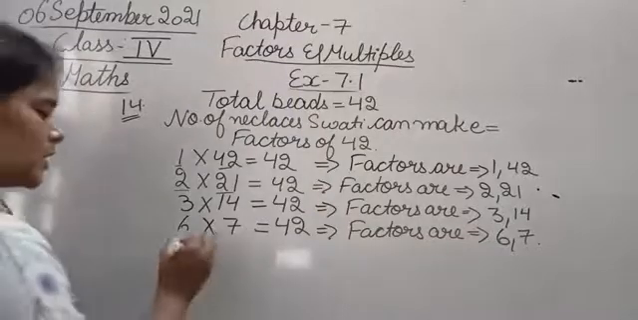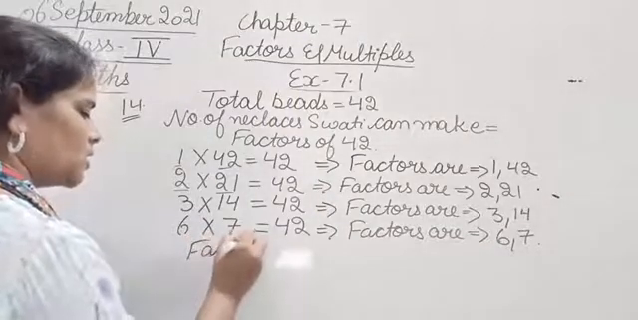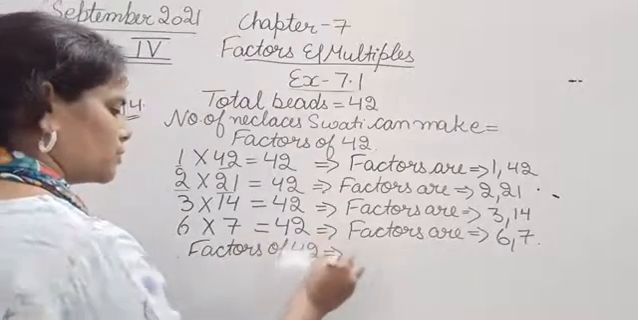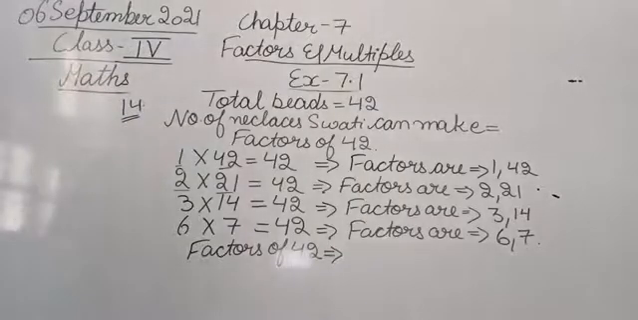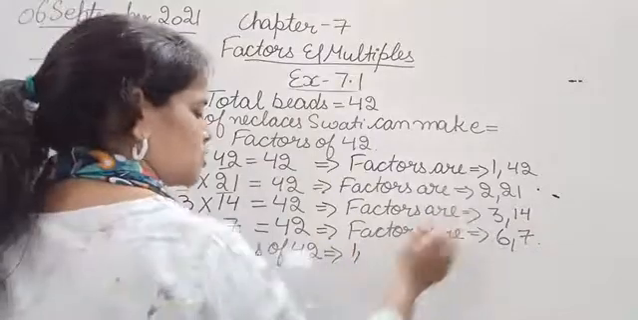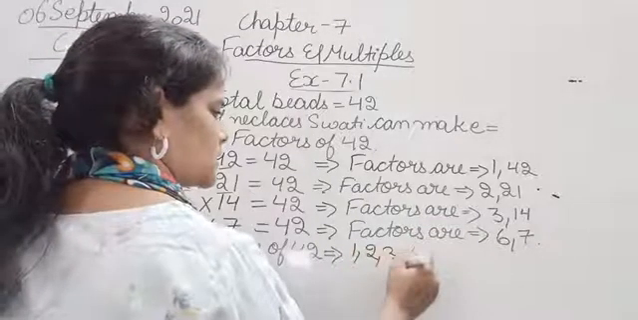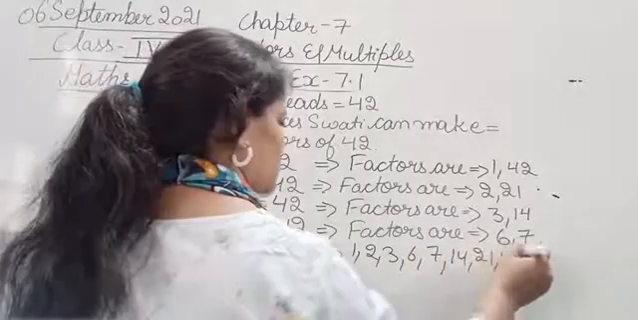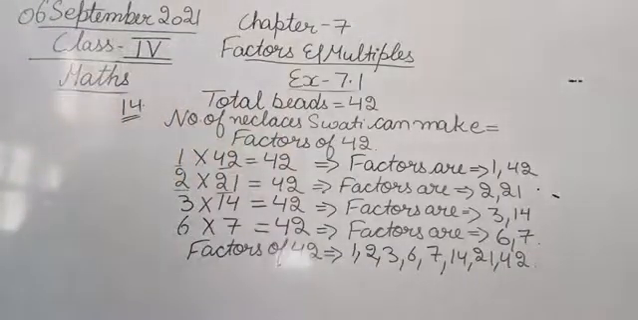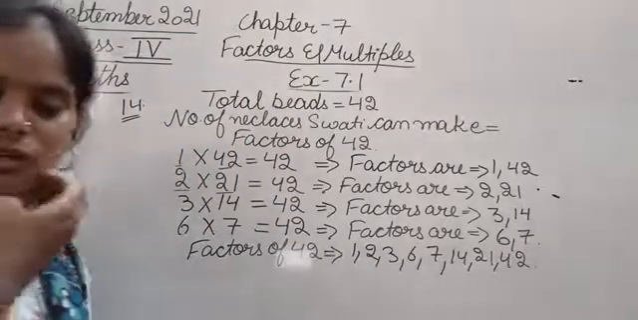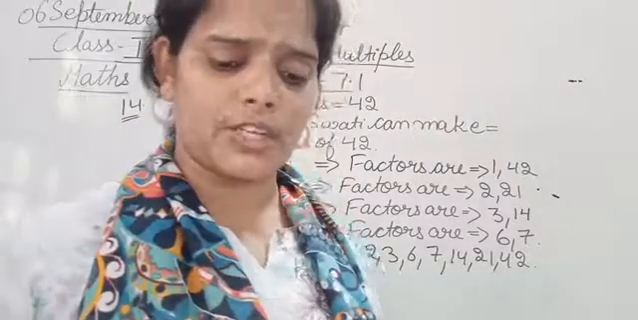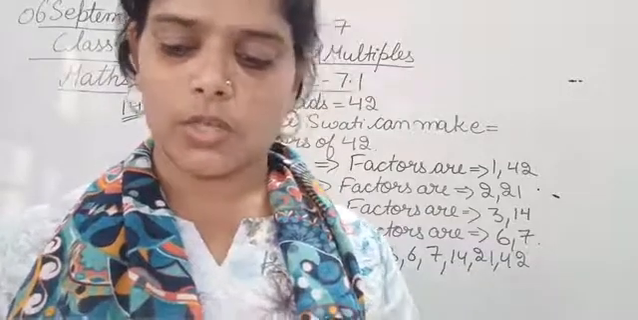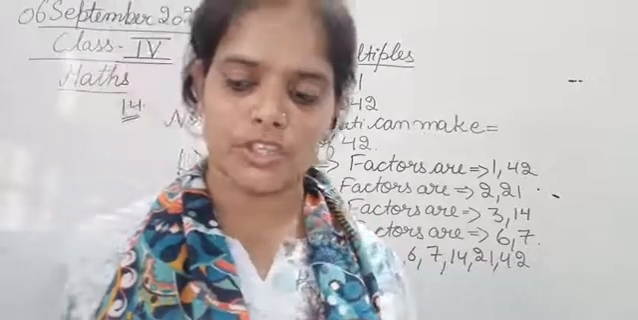Now just arrange them in ascending order. So let's write down the factors of 42. That is 1, 2, 3, 6, 7, 14, 21 and 42. I have arranged them all in ascending order. So these are the factors of 42. Now the question was how many different necklaces she can make.